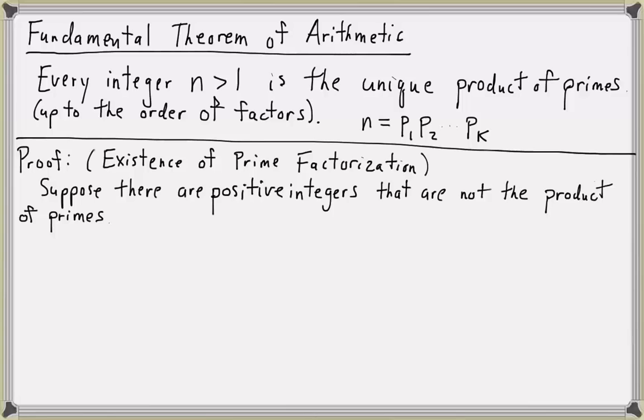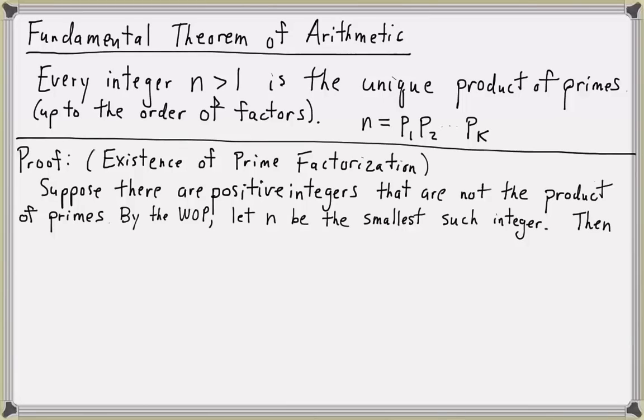So suppose there are positive integers that are not the product of primes. Well, by the well-ordering principle, there must be a least integer that is not the product of primes. So by the well-ordering principle, let n be the smallest such integer. Then n must be composite.